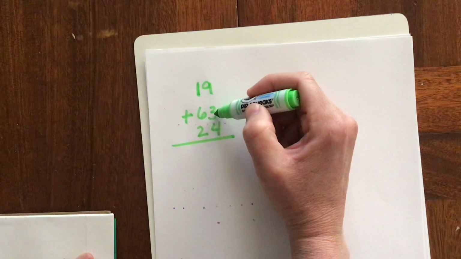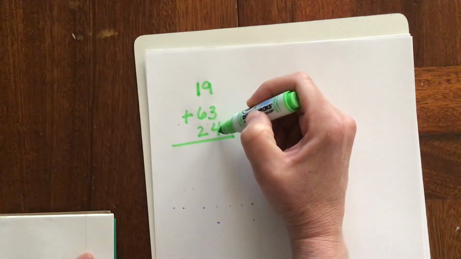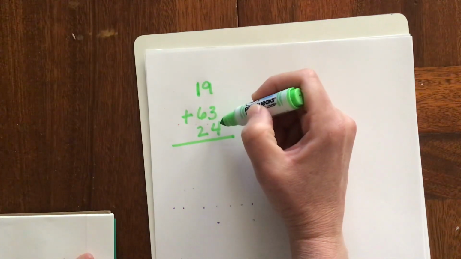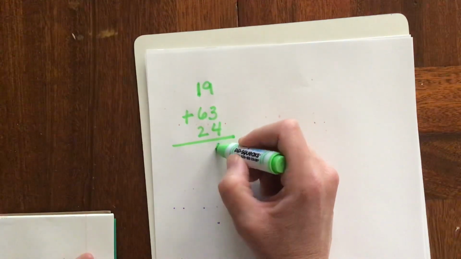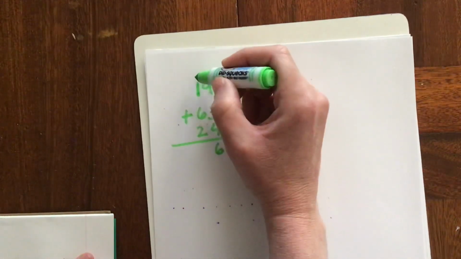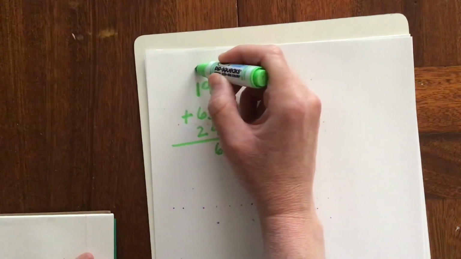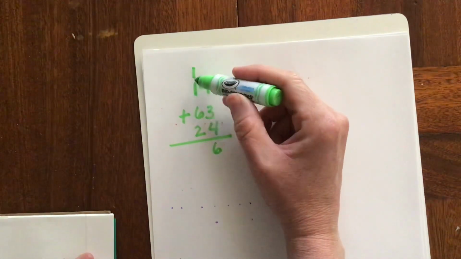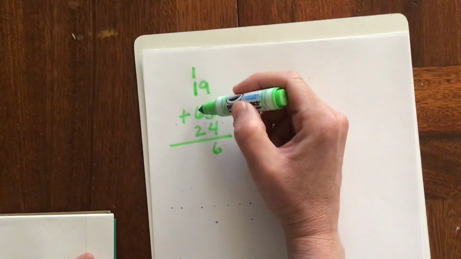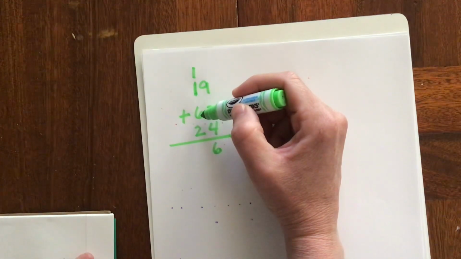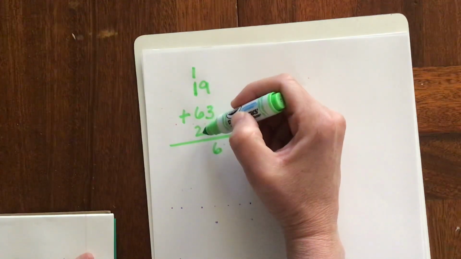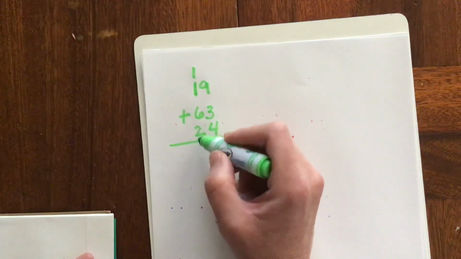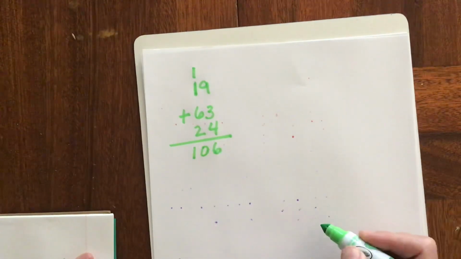So 9 plus 3 is 12. 12 plus 4 is 16. So I'm going to put my 6 down here, but I'm going to carry my 10 over to the 10s. So 16 has 1 10, so I'm going to give it 1 10 over here. And then I can add these up. 1 plus 1, 2, 2 plus 6, 8, 8 plus 2 is 10. But it makes it into 106.